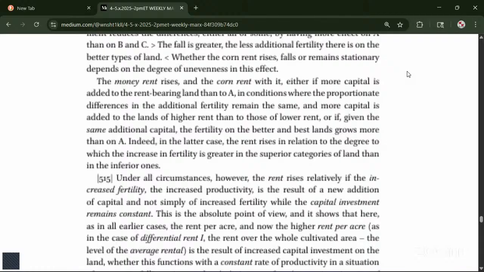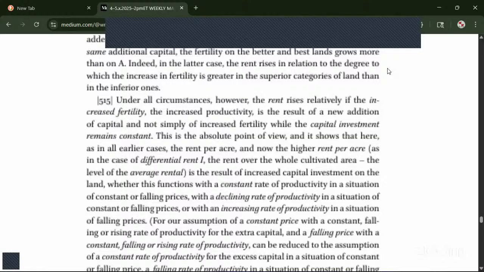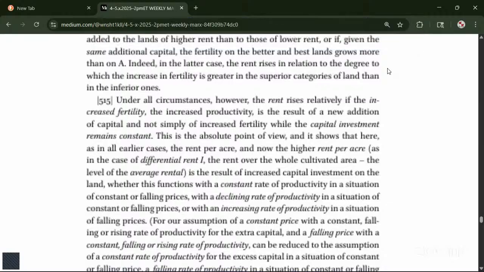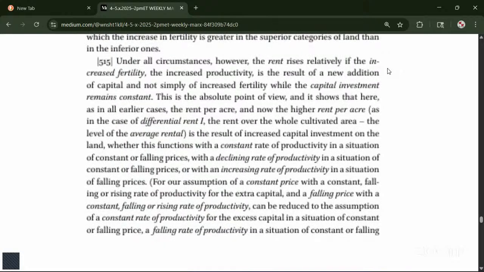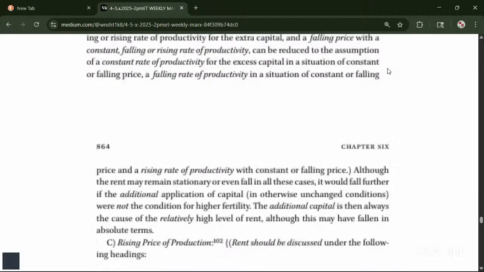Whether this functions with a constant rate of productivity in a situation of constant or falling prices, with a declining rate of productivity in a situation of constant or falling prices, or with an increasing rate of productivity in a situation of falling prices. For our assumption of a constant price with a constant, falling or rising rate of productivity for the extra capital, and a falling price with a constant, falling or rising rate of productivity, can be reduced to the assumption of a constant rate of productivity for the excess capital in a situation of constant or falling price, a falling rate of productivity in a situation of constant or falling price, and a rising rate of productivity with constant or falling price.